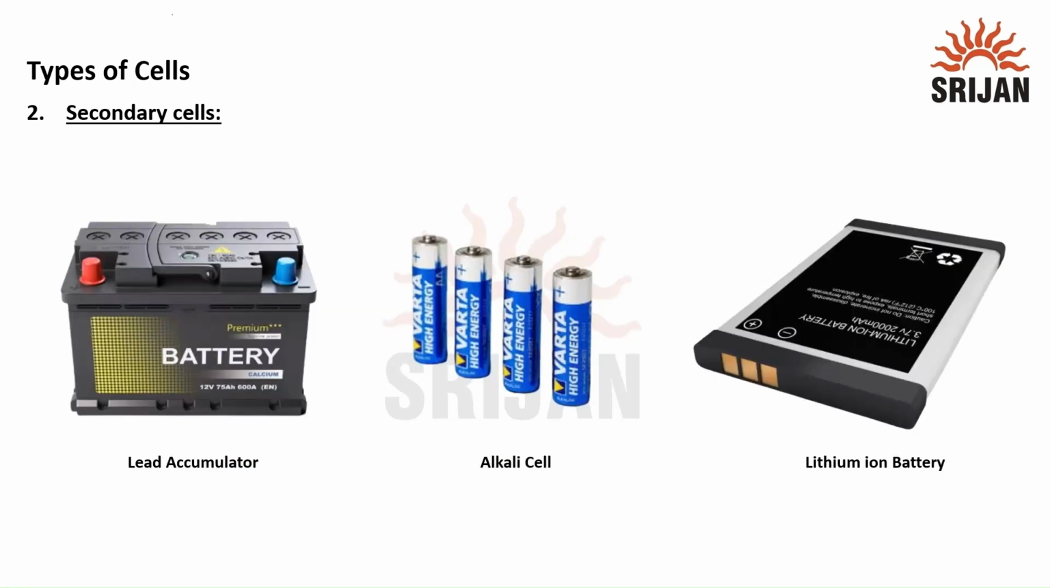So now let us see some images of secondary cells. The first image is of the lead accumulator, and these types of cells or batteries are used in our cars. The second image is of the alkali cell, which we must have used in our daily life. And the third image is the batteries which we use in our mobiles, and these batteries are called lithium ion batteries.